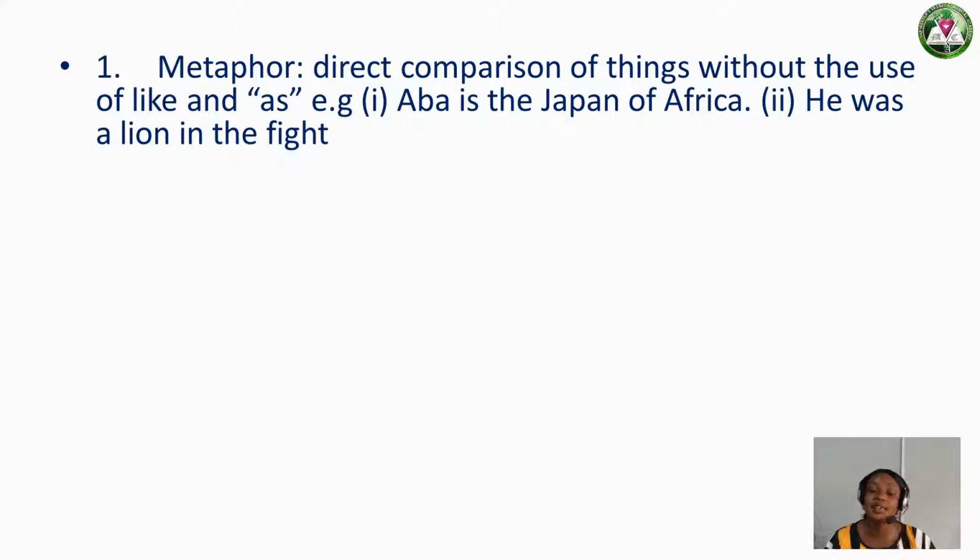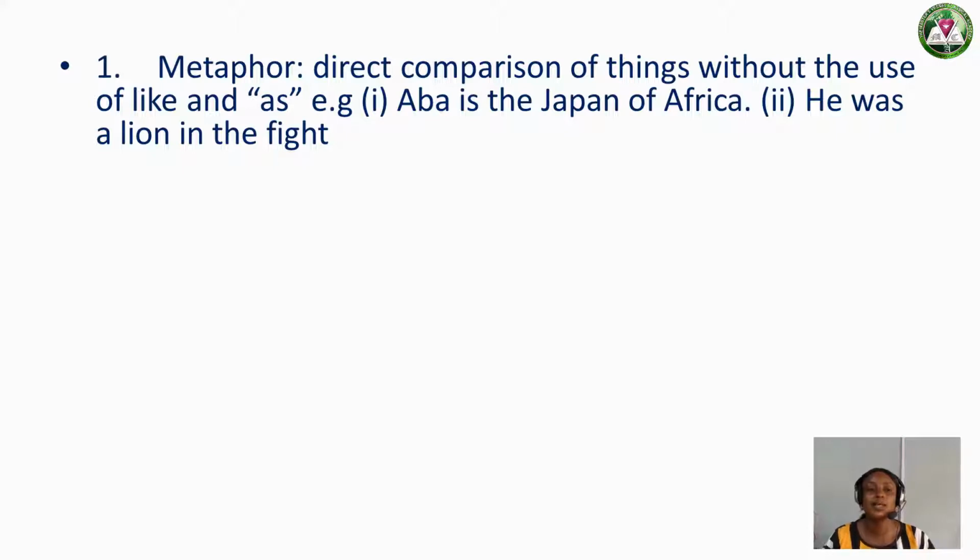So like I said earlier, we have numerous types of figures of speech. We have metaphor, simile, personification, oxymoron, pun, alliteration, consonance, assonance, synecdoche, metonymy, paradox, and the rest of them. So we are going to discuss some of them in the lesson. So pay very good attention to the lesson so that you can get the main points of the lesson.